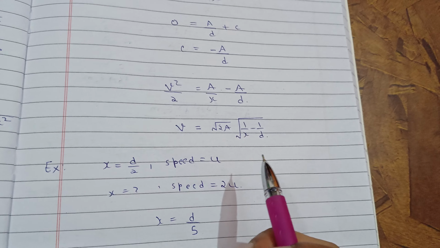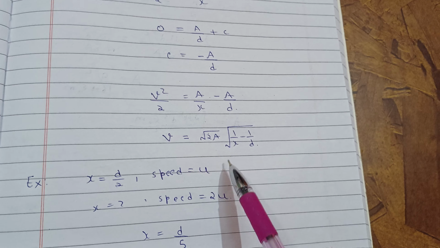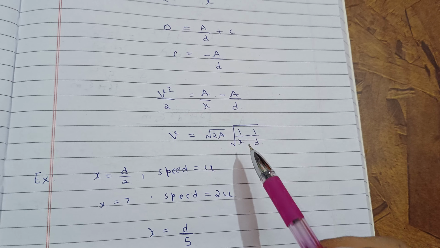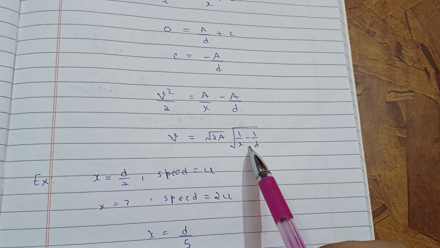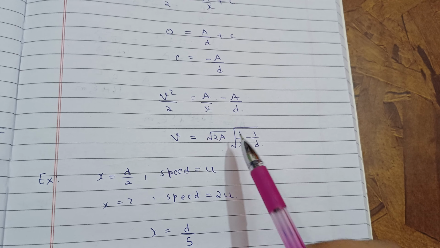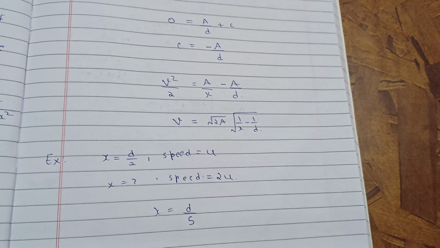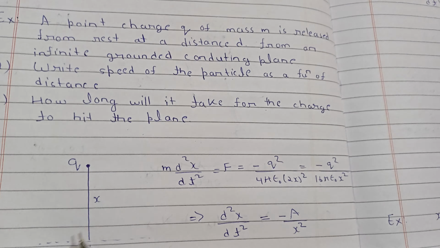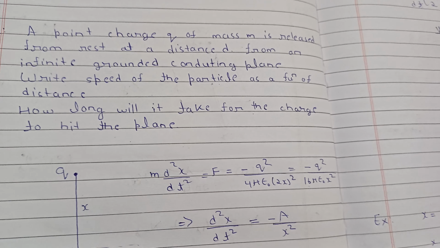Now the question can be asked something like this: if when x equal to d by 2 the speed is given as u, you need to find what will be the distance of the particle when the speed is 2u. So you just find the value of a first by putting x equal to d by 2 here and u here. Substitute the a again and then find the x. You can solve this, you will get x equal to d by 5. Try to solve this. Then there's this part b: how long will it take for the charge to hit the plane? That time we need to find.